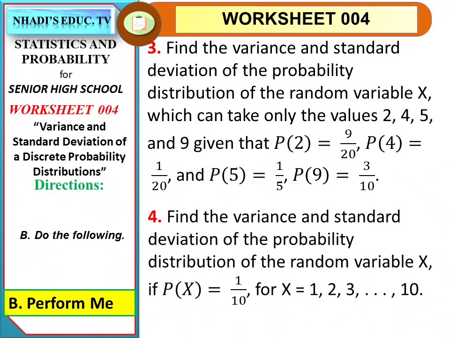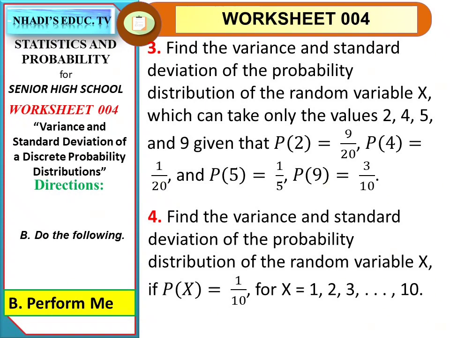Number 3, find the variance and the standard deviation of the probability distribution of the random variable x, which can take only the values 2, 4, 5, and 9, given that the probability of 2 equals 9 over 20, the probability of 4 equals 1 over 20, the probability of 5 equals 1/5, and the probability of 9 is 3 tenths.